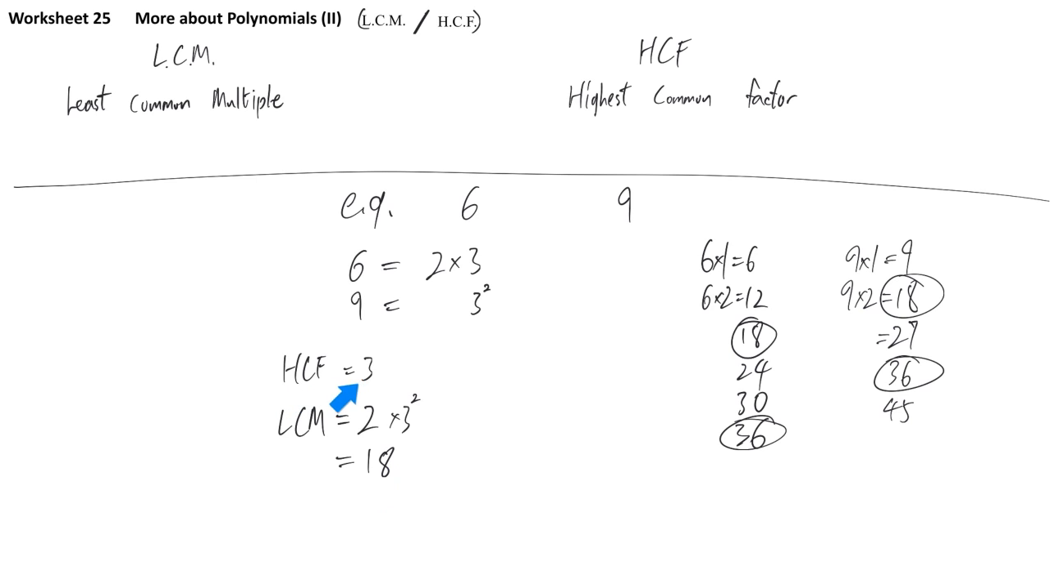So the highest common factor is, among each factor, we choose the lower power because the common factor can't exceed the original number. And LCM, we are choosing the highest power of each factor to ensure that the LCM is big enough to be divided by both numbers.